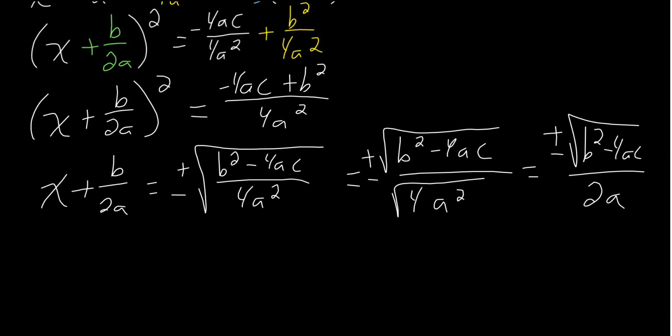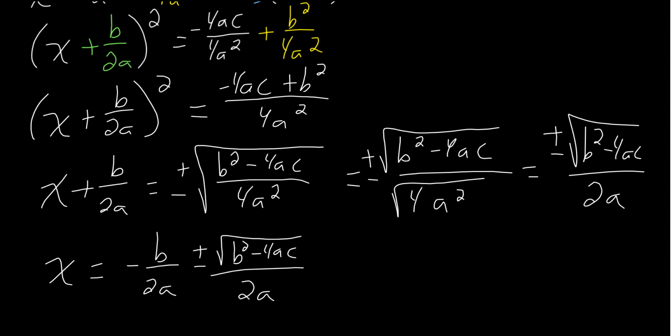Okay, and now what we're going to do is we're going to subtract b over 2a right here from both sides. So we're going to have x is equal to, we're going to subtract b over 2a, so it's going to be minus b over 2a, and it's going to be plus or minus the square root of b squared minus 4ac all over 2a.